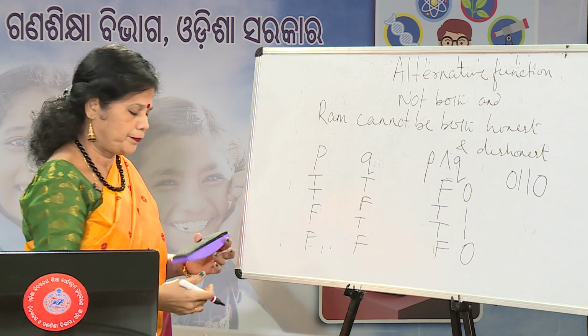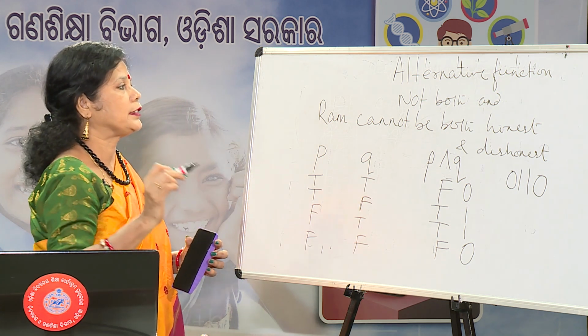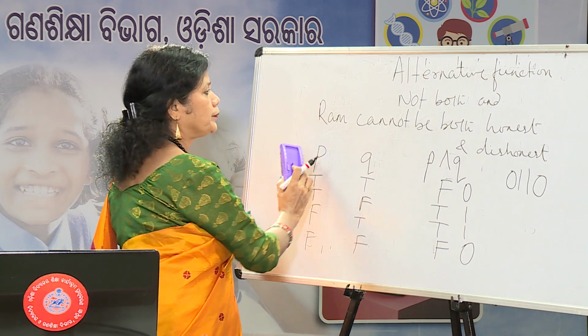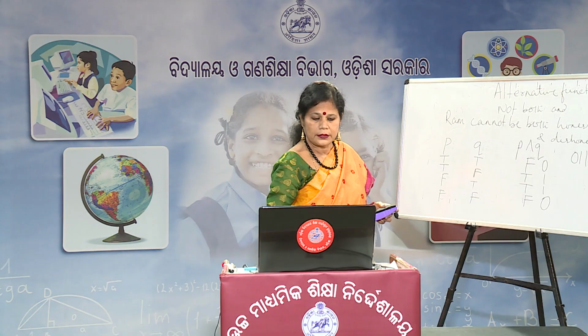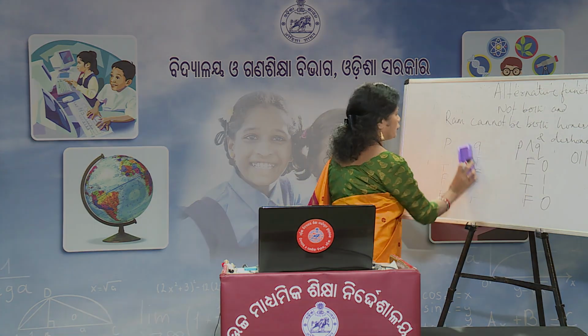And the alternative function's sign is reverse V, the disjunctive function's sign is V. Now, we will discuss the next function, that is your implicative function.